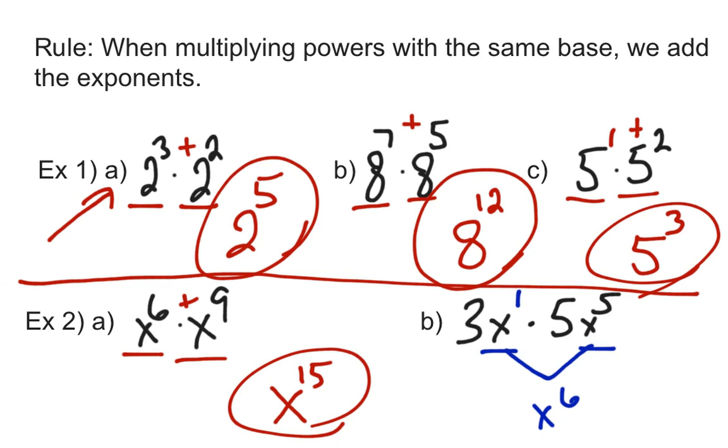Now when it comes to the coefficients, they're not the same base. 3 and 5 are not the same, so I don't do anything with their exponents. But since it is a multiplication, I can just multiply those together. 3 times 5 gives me 15. So final answer, 15x to the 6th power.